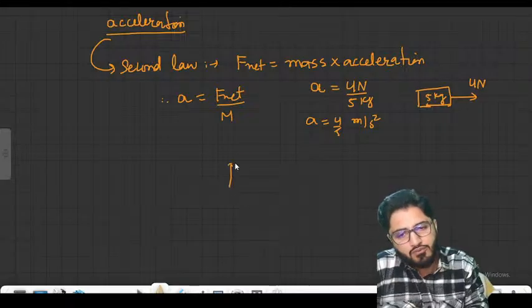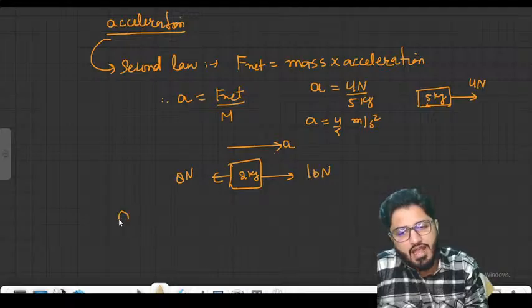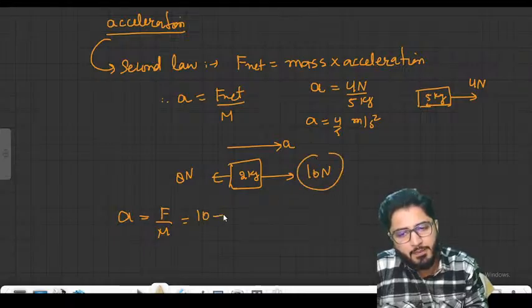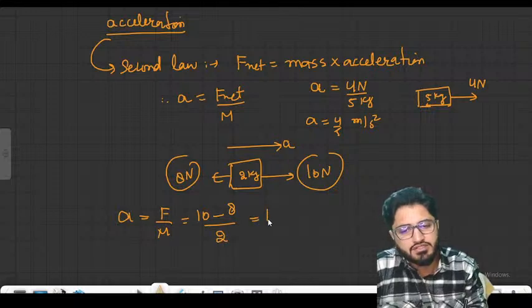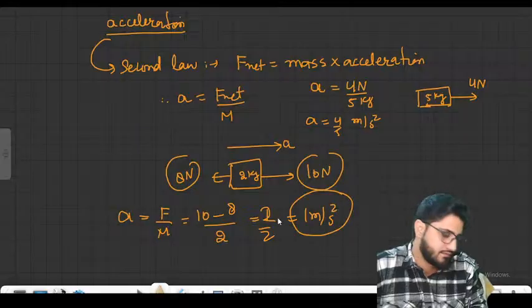Now, one more box is there. Look, here is 10 Newton and the applied force is 8 Newton. It is going in this particular way with some velocity or some acceleration, and the body weight is 2 kilogram. What is the acceleration? Acceleration means force by mass. Force: bigger one is 10 minus smaller one is 8, so 8 divided by mass 2. It is 2 by 2, that means 1 meter per second square.